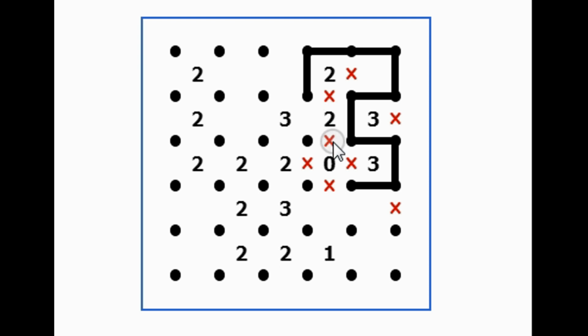On this 2 right here, you can see that one side has a black line. It's got 2 X's. It has to have 2 black lines, so the one next to it must be filled in. Now this particular line, it can't go right, it can't go up, it can't go down, so it must go to the left. And that's how I do these puzzles.